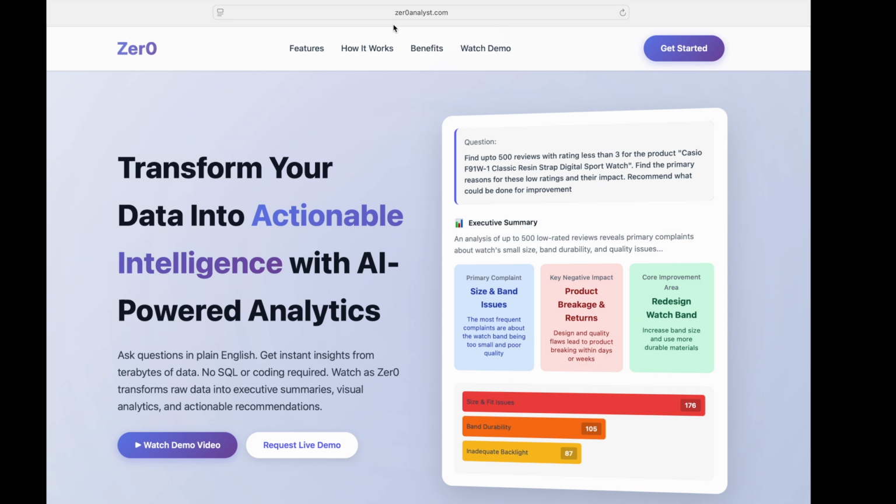Hi, introducing Zero Analyst. What if you had a Gen AI assistant that will help you get insights on your data by taking questions from you on your data, doing the analysis, and coming up with insights and recommendations that are lucid, actionable, and with supporting evidence, all in a matter of minutes? That is Zero Analyst for you.